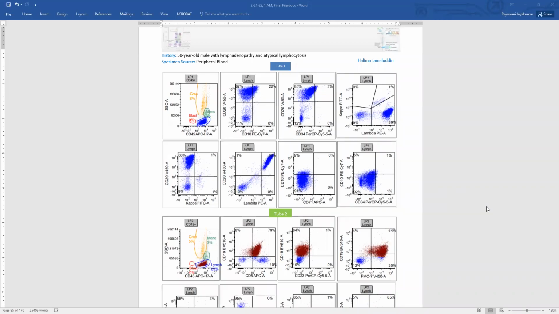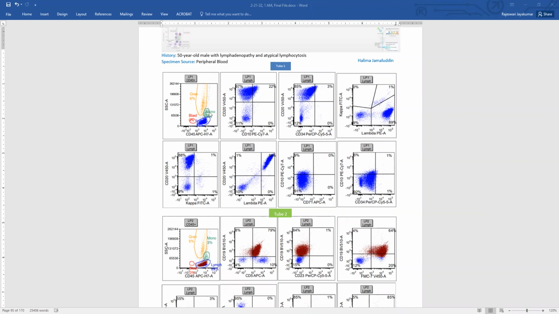Hello everyone, we are now going to go over the peripheral blood flow cytometry plots from a 50-year-old man who presented with lymphadenopathy and atypical lymphocytosis, which means there are circulating atypical lymphocytes in the peripheral blood. So this is CD45 versus side scatter.